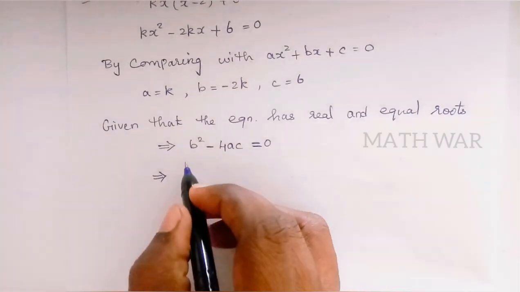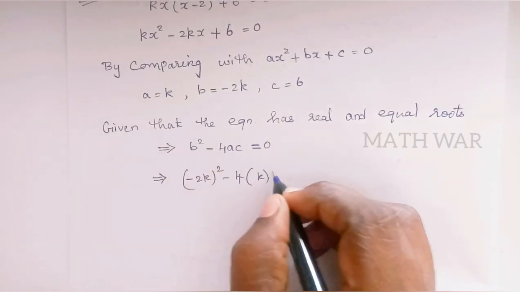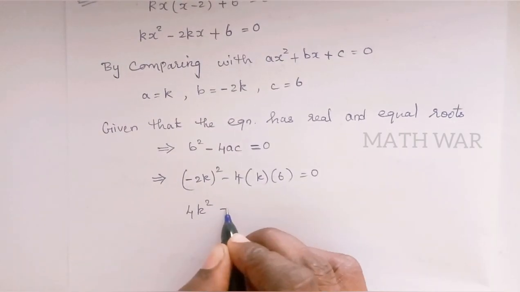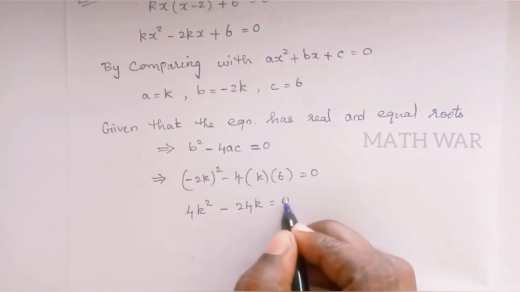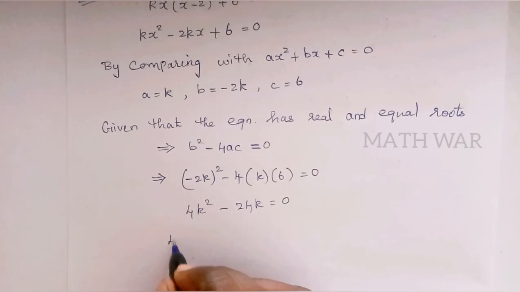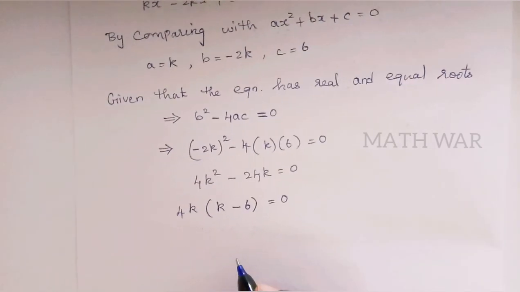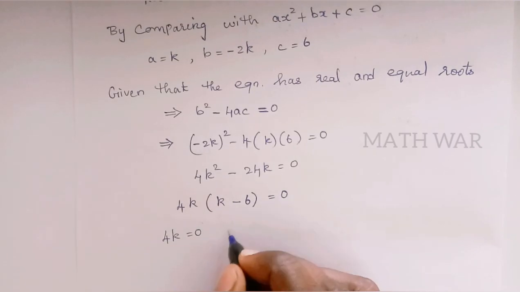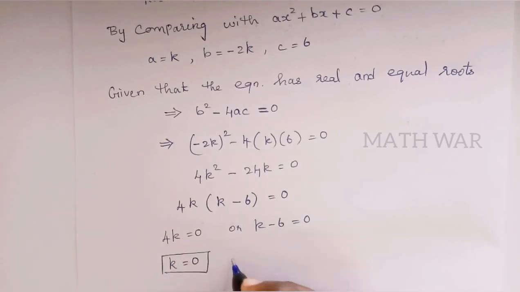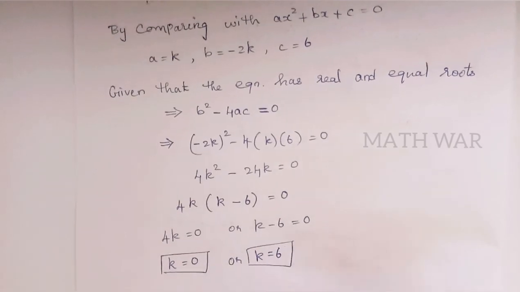This we know that. Now, what is b square? That is minus 2k whole square, minus 4 into a is k, c is 6, equal to 0. So, if you expand that, 4k square minus 24k equal to 0. So, we can take 4k outside. If you take 4k outside, we will get k minus 6 equal to 0. By zero product rule, 4k equal to 0 or k minus 6 equal to 0. That is k equal to 0 or k equal to 6.